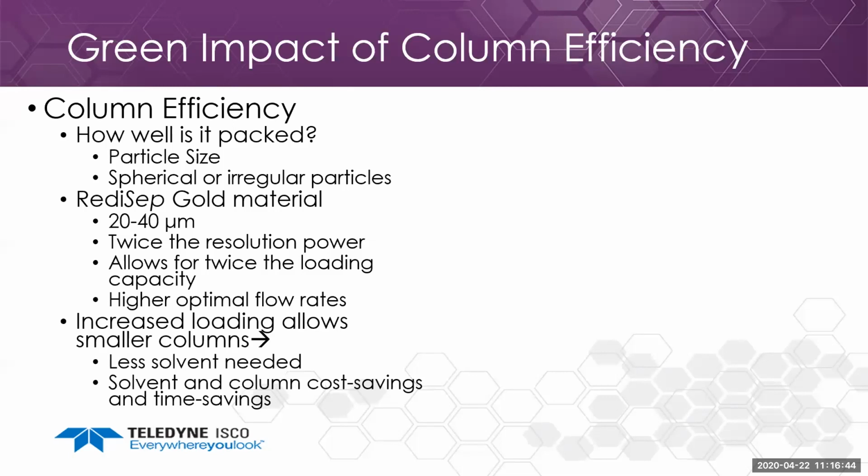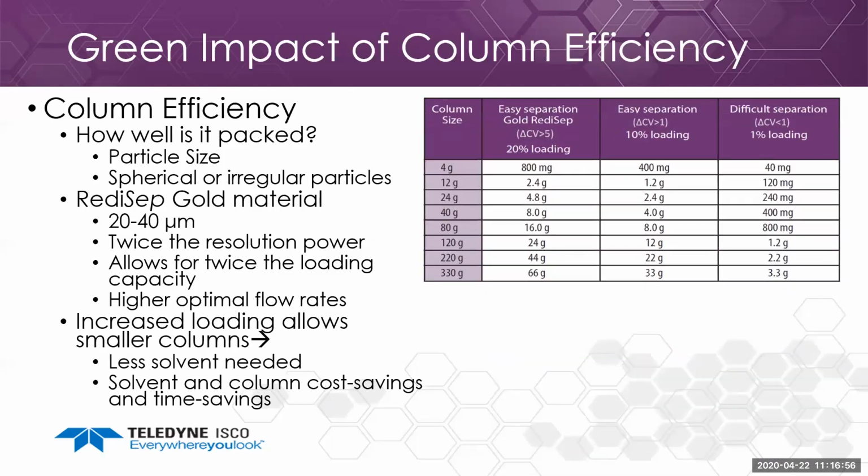Increased loading allows you to use smaller columns. So ultimately, you're going to use less solvent. And solvent column cost savings and time savings for you. So we'll discuss this on the next slide, but here's your general loading for the gold ReadySep. You could load up to 20% material on there. Well, on your traditional ReadySep, you'd be loading about 10%. If you're doing a really difficult separation, you'd want to be in the 1% range.